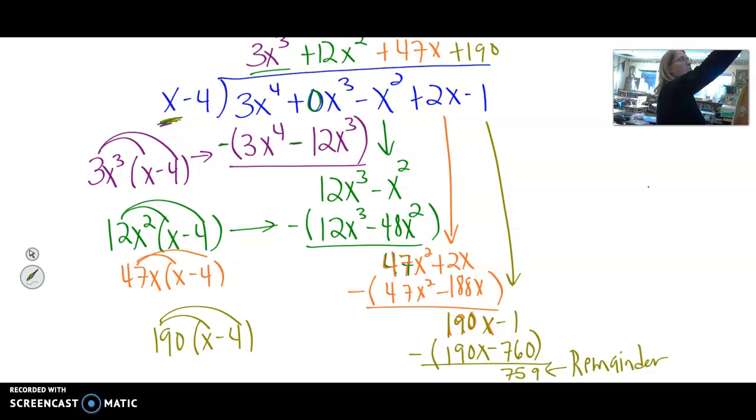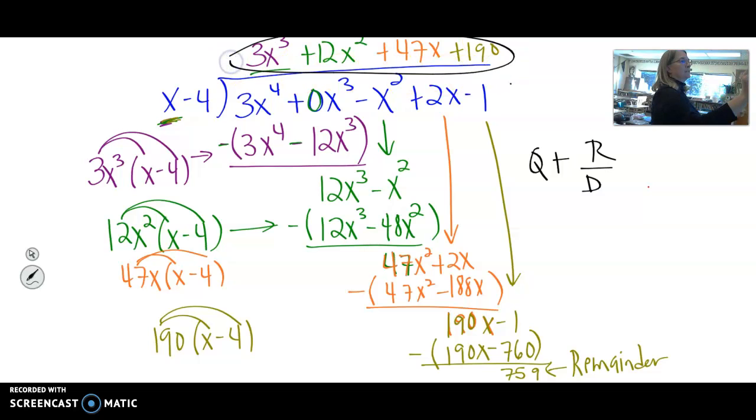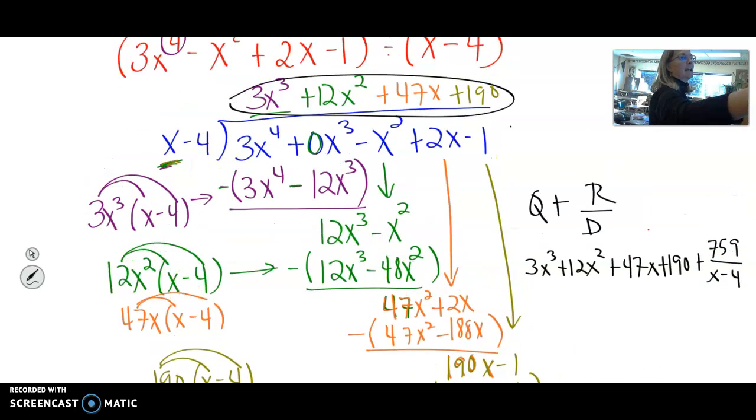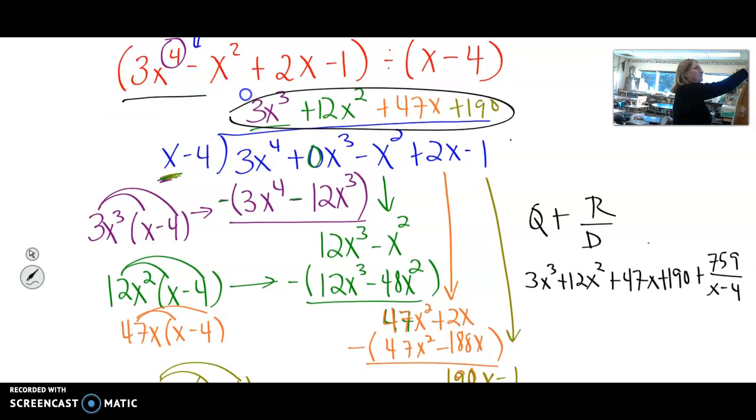And so what I asked you to do is I want you to write your result as a quotient plus the remainder over the divisor. So our quotient is this guy right here, 3x cubed plus 12x squared plus 47x plus 190, plus the remainder, 759, over the divisor, which is x minus 4. And that's what you would get when you divide 3x to the fourth minus x squared plus 2x minus 1 divided by x minus 4.